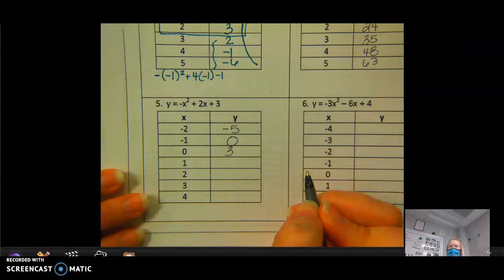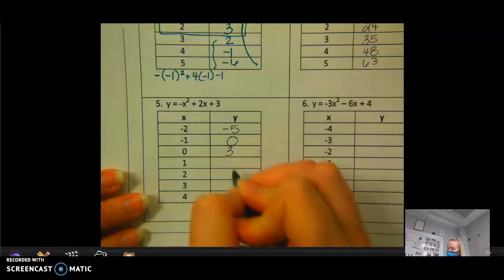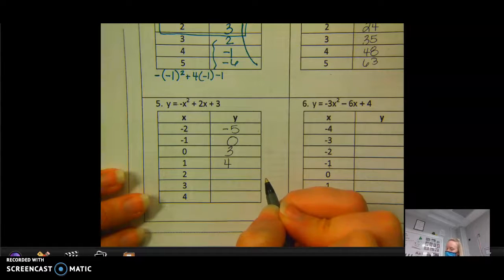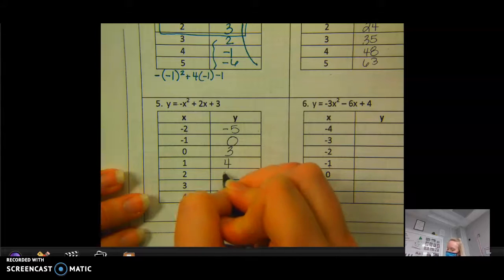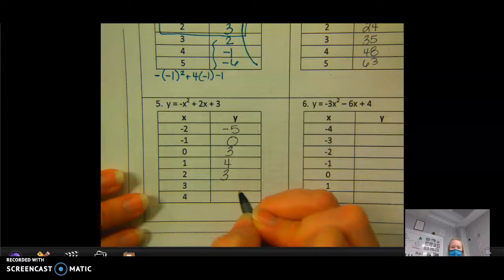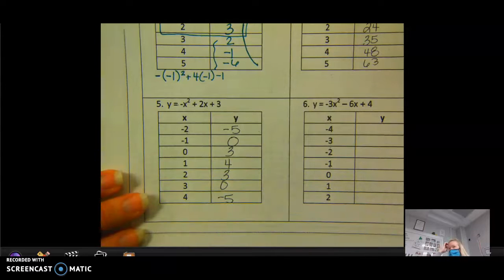Do you find the vertex on this one too, or not? You do? If I plug in 1, 1 squared, throw on the negative, so that's -1 plus 2 plus 3. How much is that? Oh, okay. If I plug in 2, what do I get? 3 again. If I plug in 3, what do I get? And 4. Which one's my vertex number?